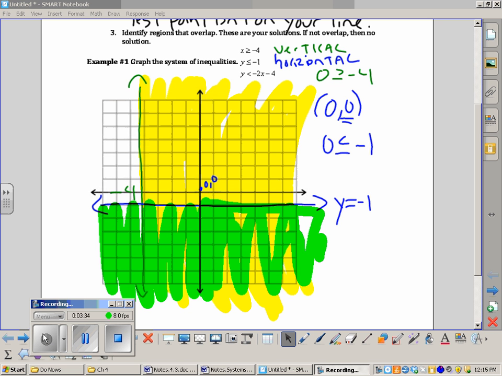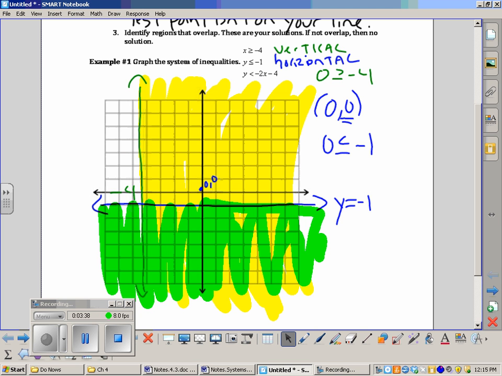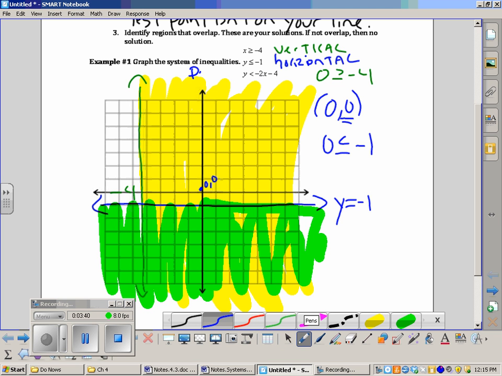So now we have a dotted line, because it's less than. So dotted, -4 is the y-intercept. The slope is -2. So down 2 over 1, down 2 over 1. And I'm going to dot this baby.